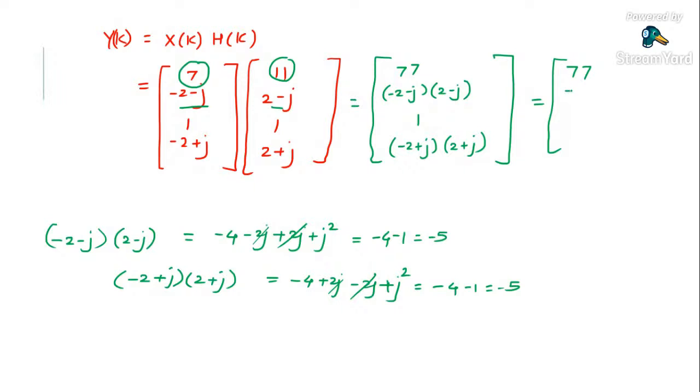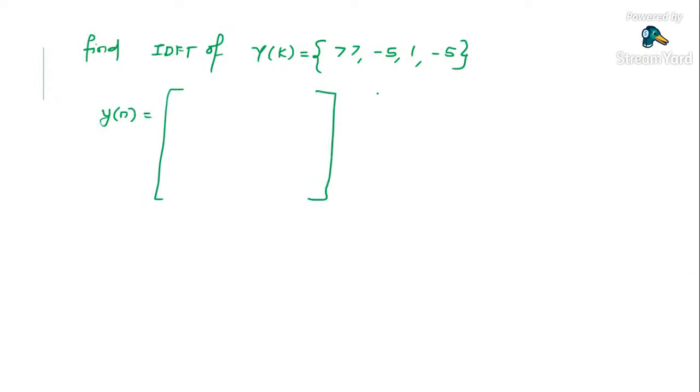So you are getting 77, minus 5, 1, and minus 5, after multiplying both. Now apply IDFT. Find the IDFT of Y of k, which is 77, minus 5, 1, and minus 5. Use the IDFT matrix. So y of n is equal to the IDFT matrix multiplied by those numbers, that is 77, minus 5, 1, minus 5.